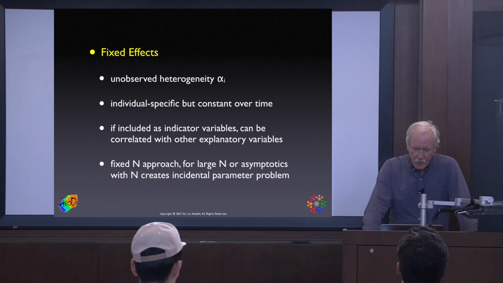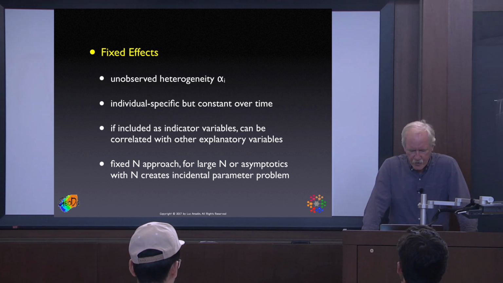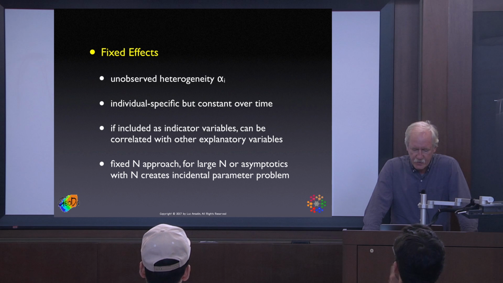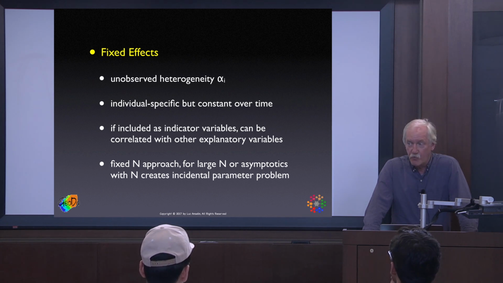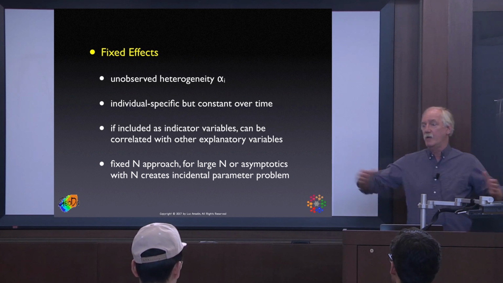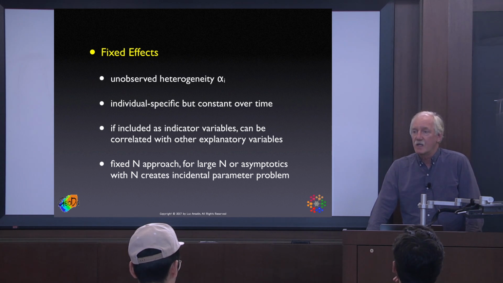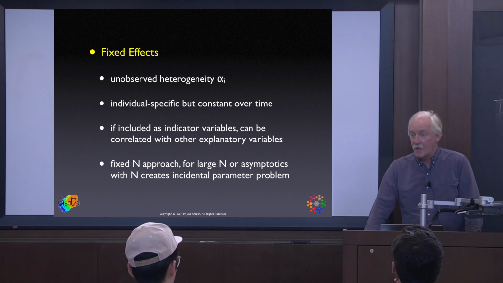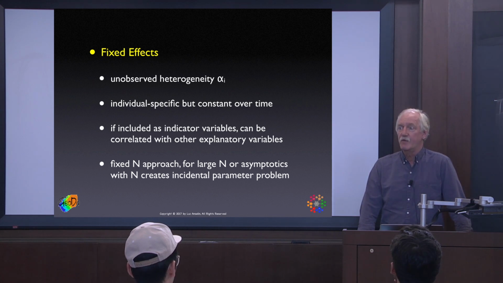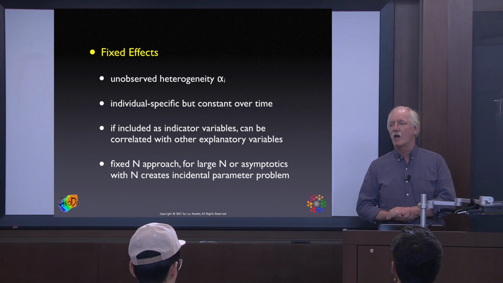And so this is not going to work too well if your time series are super short, but it is a way to put in the individual effects. For large n, or for asymptotics with n, you have an incidental parameter problem because there is a new dummy for each additional observation. So as you go to the limit, you get more and more dummies that you need to estimate. And so typically, these additional intercepts or these dummy variable coefficients cannot be estimated consistently.